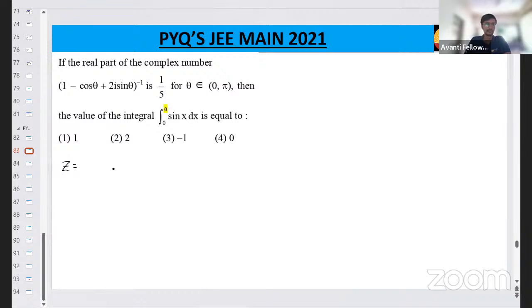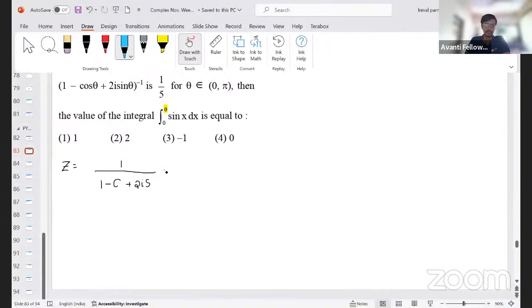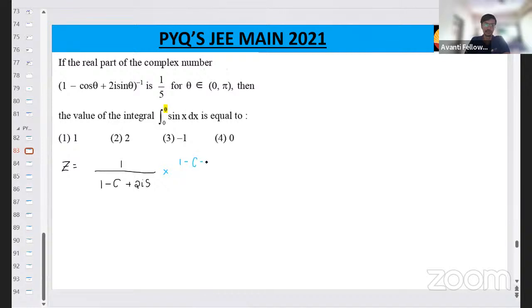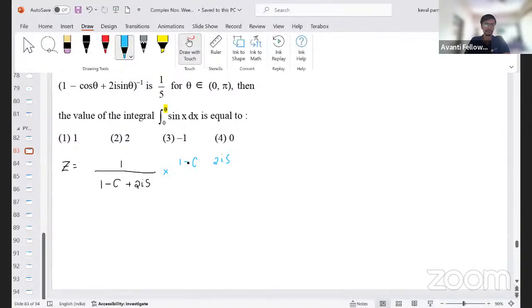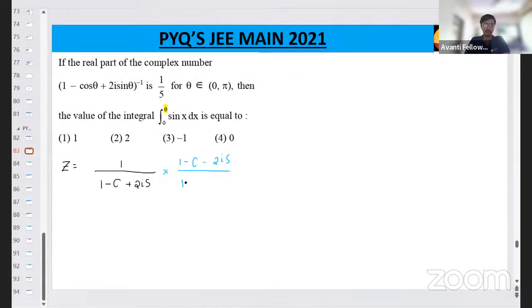So we'll say let z be a complex number. 1 upon, let me write cos as c, 1 minus cos plus 2i sin theta. Correct? So usually what do we do here, guys? We multiply and divide by the conjugate. So same thing we'll be doing. Multiply and divide by the conjugate, which is 1 minus cos minus 2i sin, upon 1 minus cos minus 2i sin.